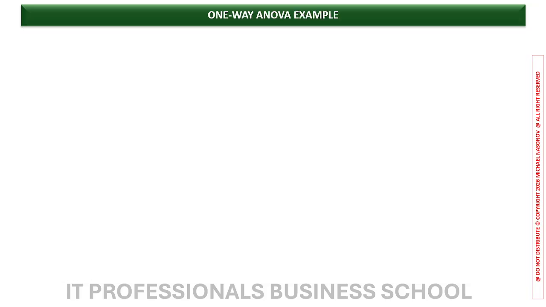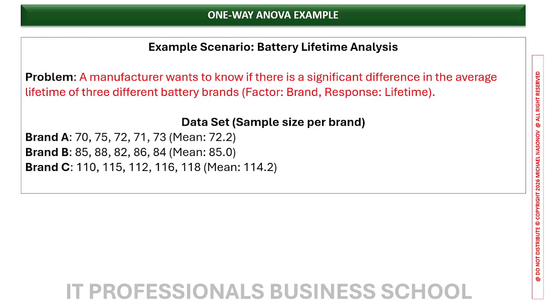Let's take a good look at a one-way ANOVA example. Example scenario: battery lifetime analysis. The problem: a manufacturer wants to know if there is a significant difference in the average lifetime of three different battery brands. Factor means brand, response means lifetime. Data sets: for example, three different battery brands, brand A, brand B, brand C, with their averages and their means, as you can see.